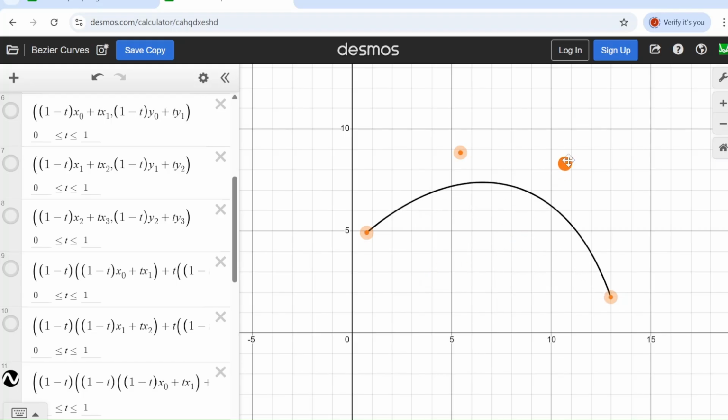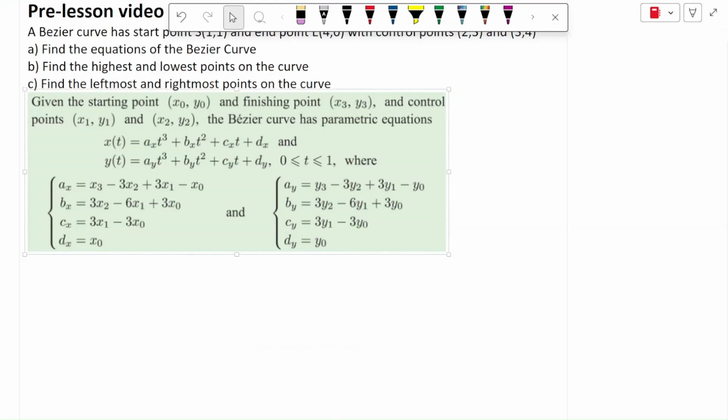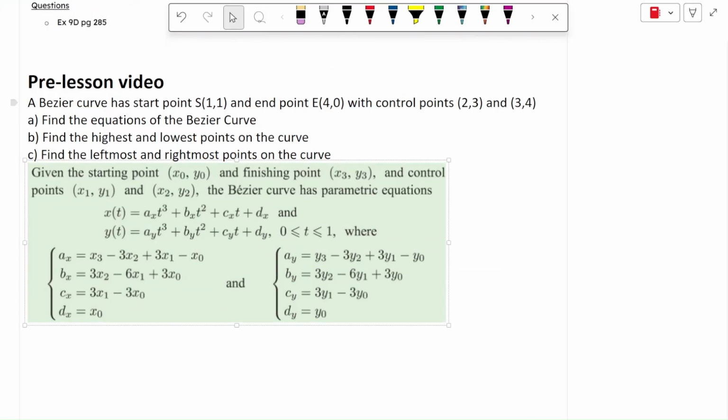I can't get it to make a happy face shape, and that's because you're about to see a horrible process of finding the equation. Let's have a look. So I've given you this here with those points, and we've got to find the equation, and it's really awful.